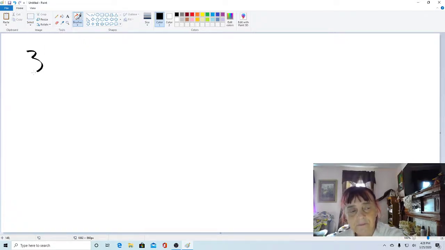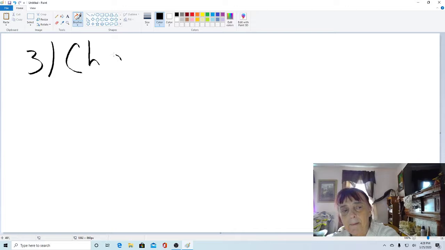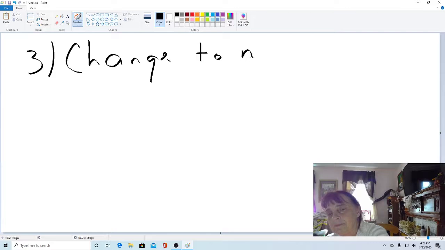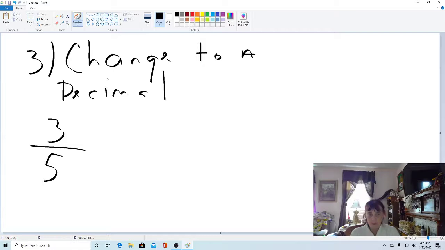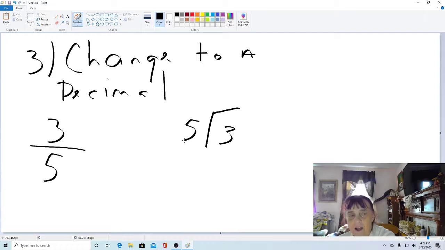Number 3. Let's change to a decimal. Okay, you have 3/5. One way to do that is divide 3 by 5. Okay, 3, the numerator, is your dividend. 5 is your divisor. Now I've made up some notes and I've put them on here for you to look at, in case you want to refer to them, or in case you can't read my writing.